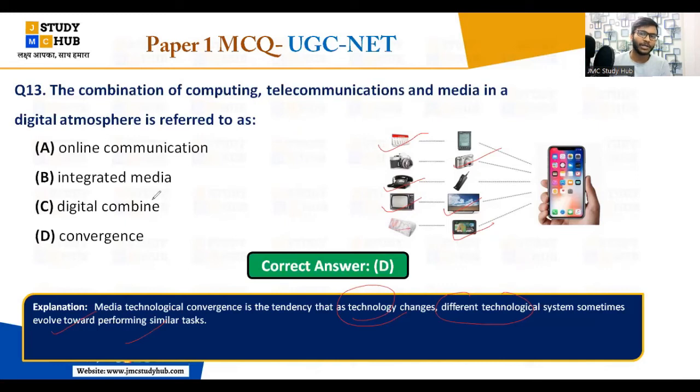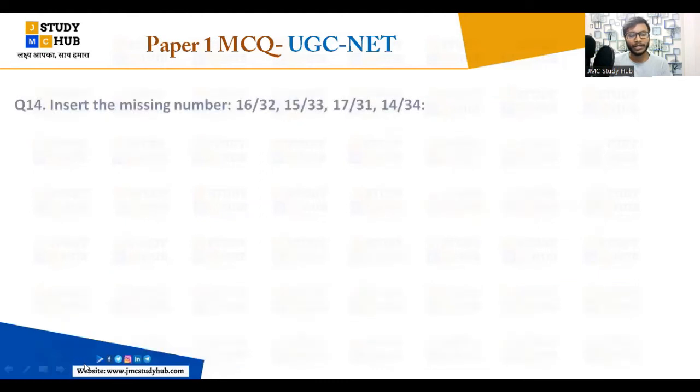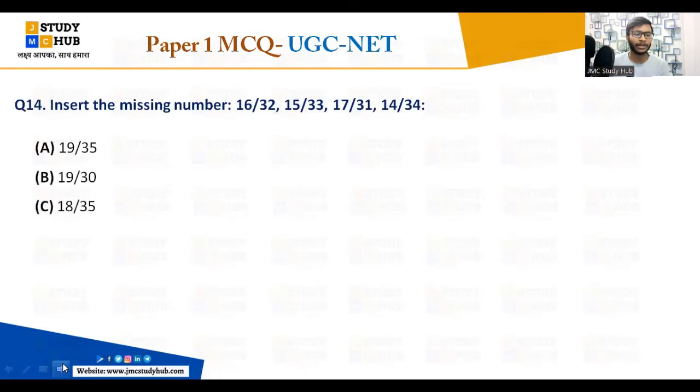Okay, chalie. So next we are moving towards question number 14. Insert the missing number, that is from mathematics. Okay, so 16 by 32, 15 by 33, 17 by 31, 14 by 34. Without options, if you can answer, please answer. Okay, by the way we are also providing you the options that will help you: 19 by 35, 19 by 30, 18 by 35, 18 by 30. What will be the right answer?